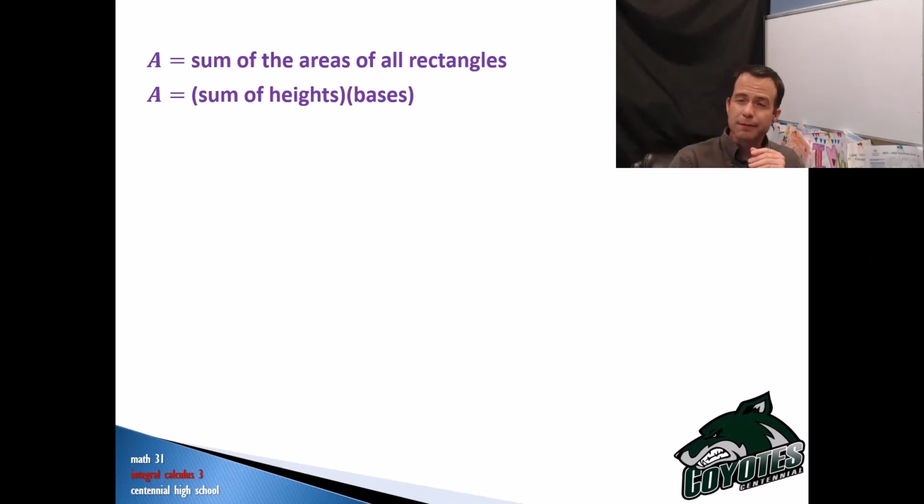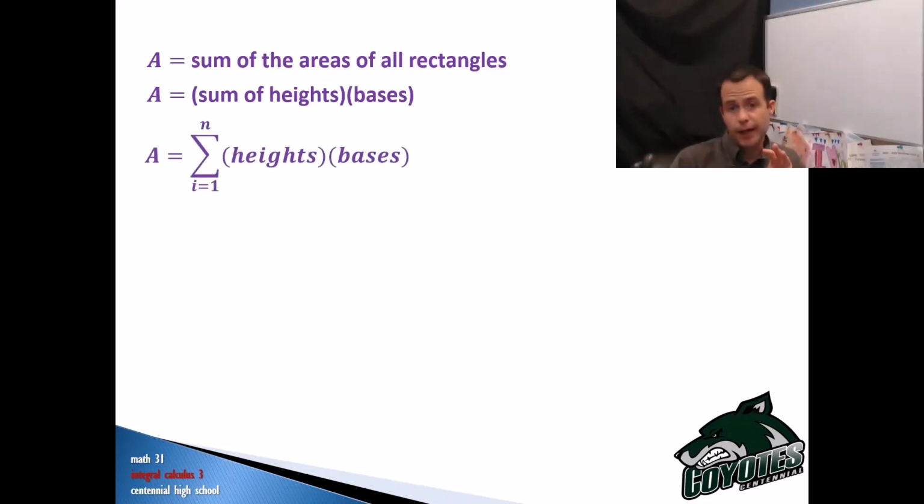Because remember, we could factor that base out, right? Because they all had the same base. So it's the base times the sum of all the heights. Okay. So if we look at that from a summation standpoint, we can say the sum of all the heights as i equals 1 to n times the base.